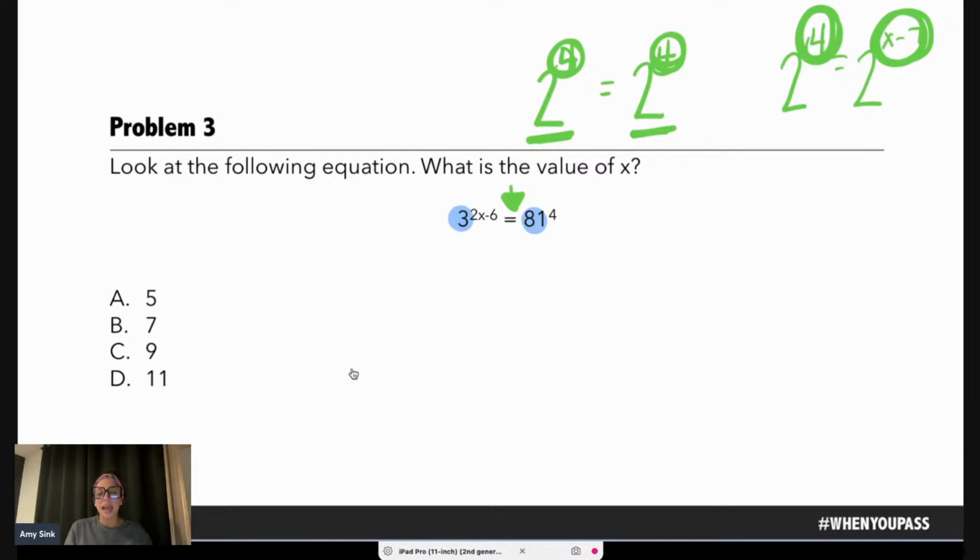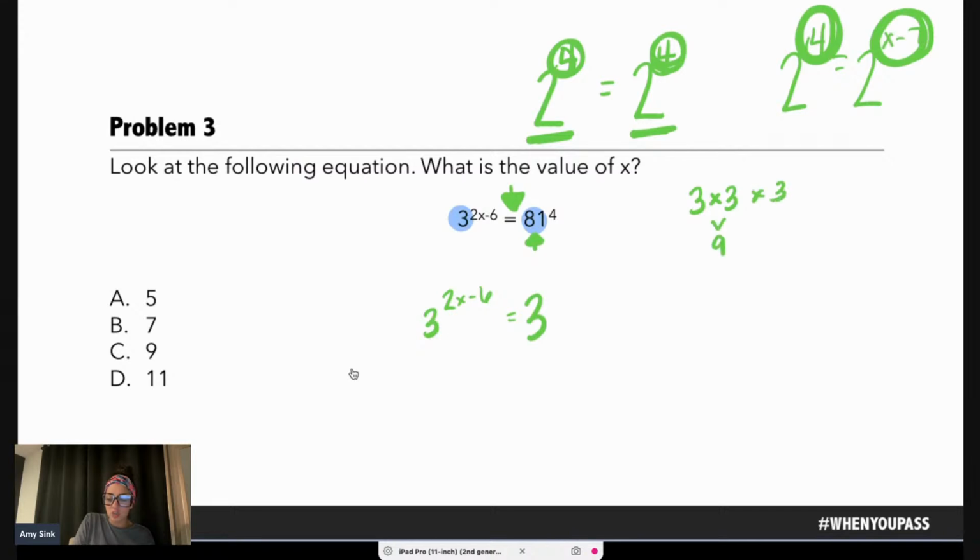So all that said, how could I solve this? Well, I want to see if I can get that to have a base of 3. Is 3 times 3 times 3 times 3, however many times, ever going to equal 81? And if the answer is yes, then I've got a winner, right? So I know that I have 3 to the 2x minus 6 power over here. I can't simplify that any further. But can I simplify that 81 down to a value of 3 as my base? Well, let's see. 3 times 3 is 9.